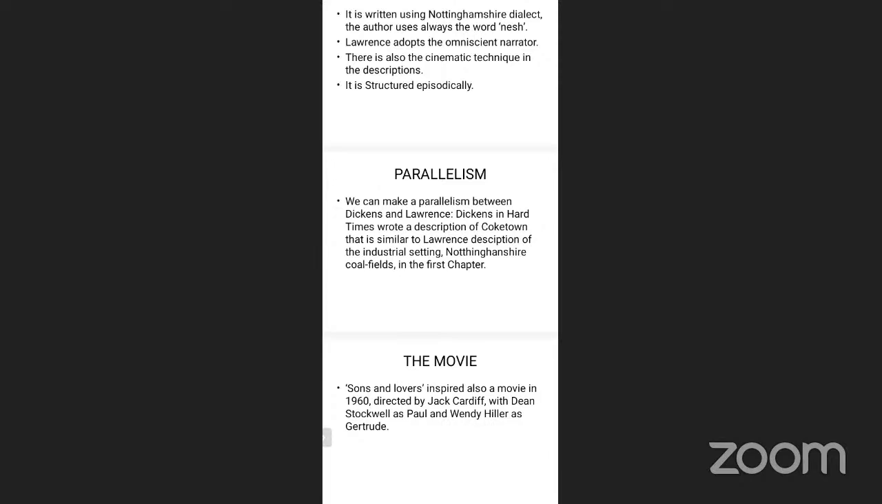Yes, sir. Okay, now there is also the cinematic technique in the description. It is structured episodically. The novel is actually structured in episodic form, so that is why it is said that the novel also has some cinematic characteristics.